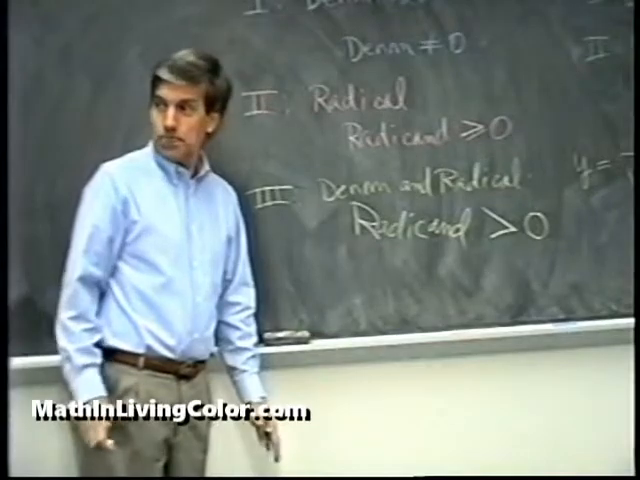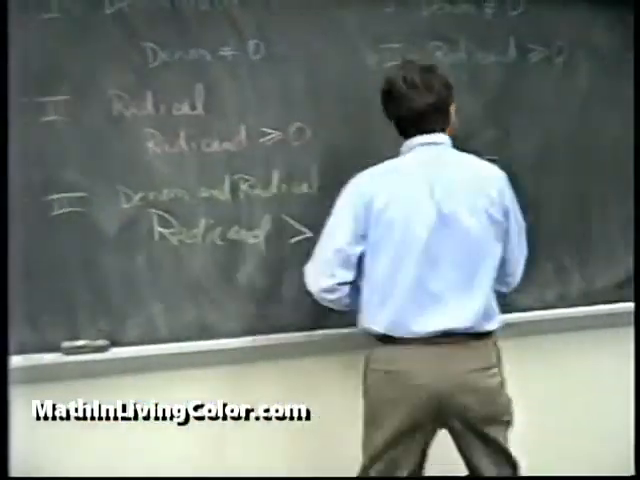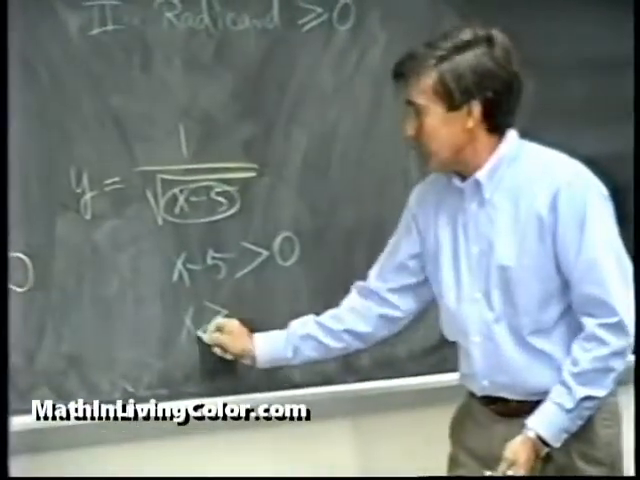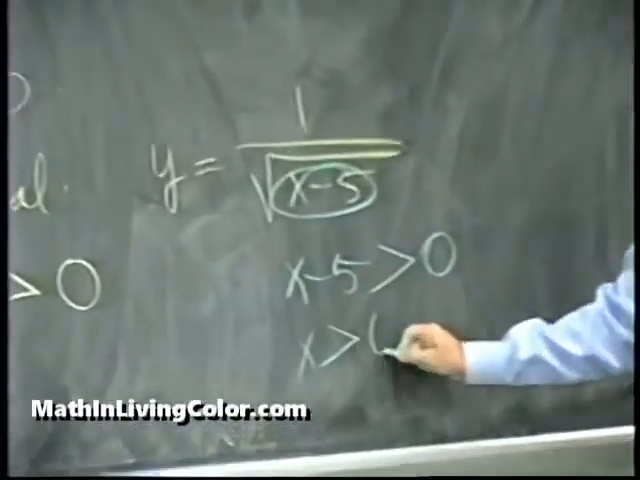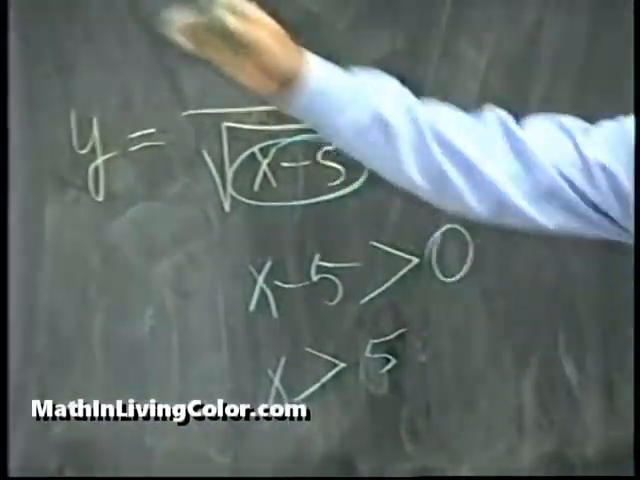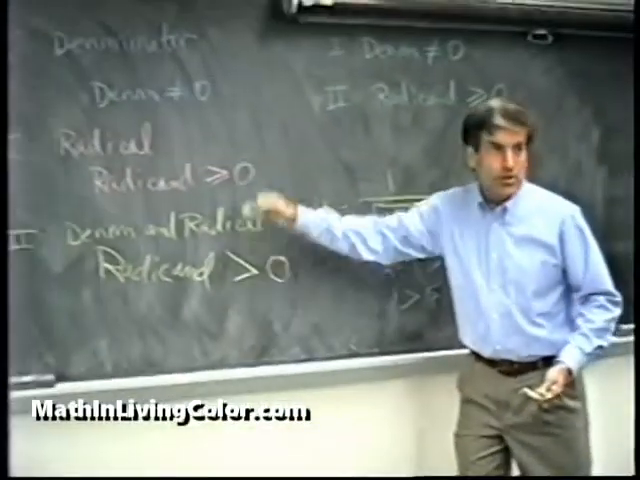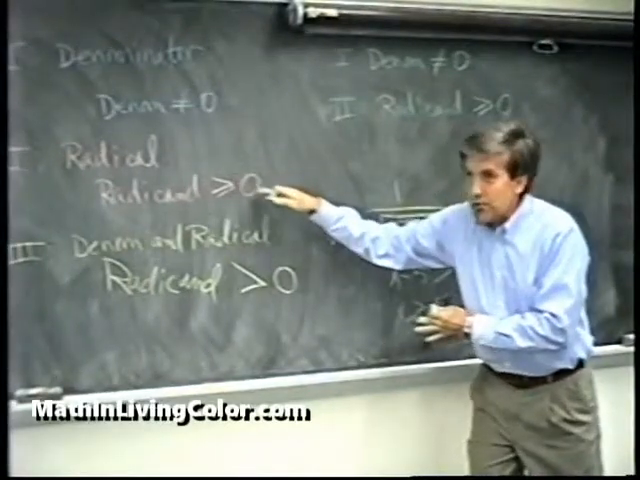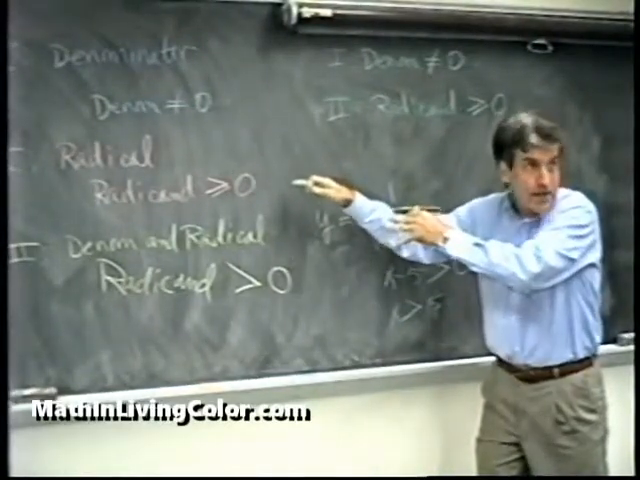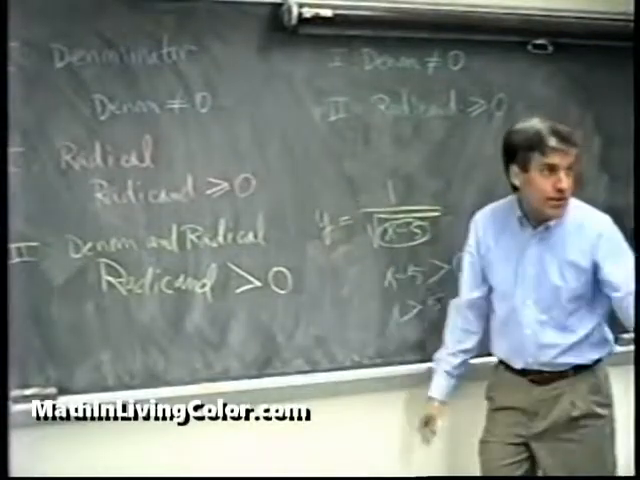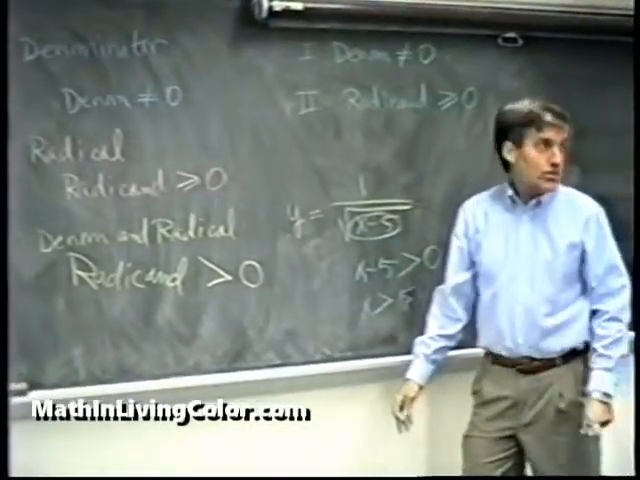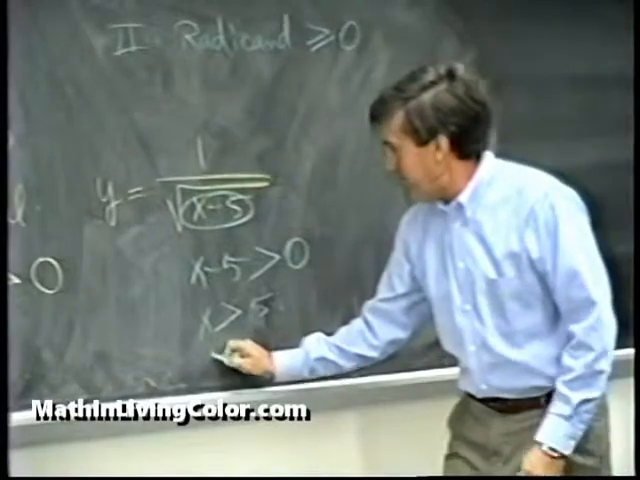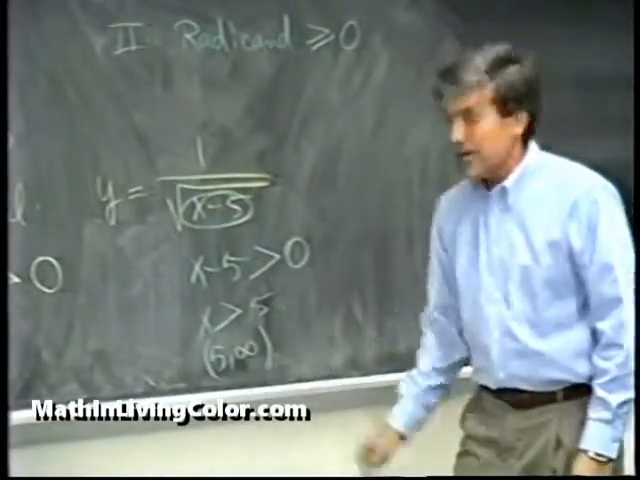Any questions on that? Okay, so what's the domain in this problem right here? X would have to be what? Instead of greater than or equal to, it's greater than 0, greater than 5. Look at these two. What's the difference between these two? They're almost exactly alike, aren't they? This one's greater than or equal to 0 because it's in the numerator. And this one is greater than 0 because it's in a denominator. Any questions on that? What's the domain here? 5, comma, infinity.